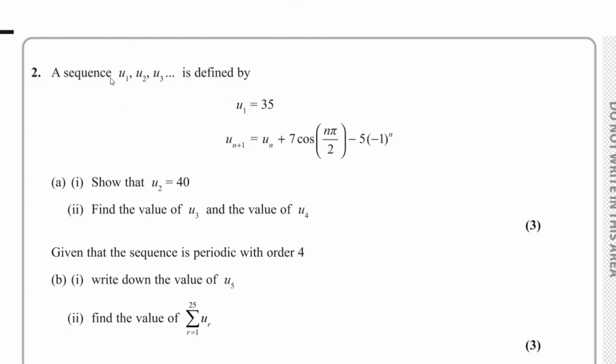Question 2. A sequence u1, u2, u3, etc. is defined by u1 equals 35, u n plus 1 is equal to u n plus 7 multiplied by the cosine of n pi over 2, subtract 5 multiplied by negative 1 to the n. For part A, for the first part, we have to show that u2 is equal to 40.